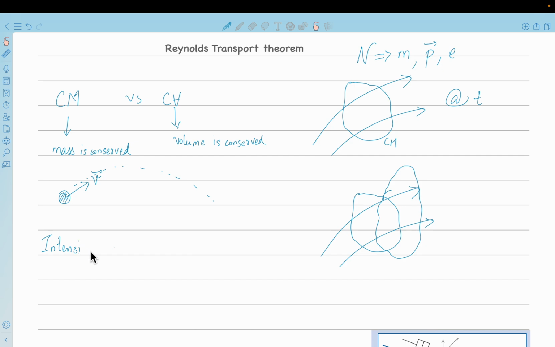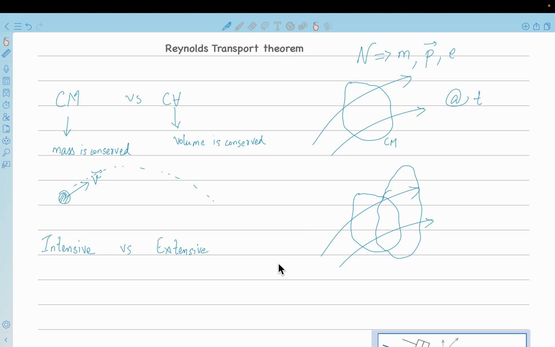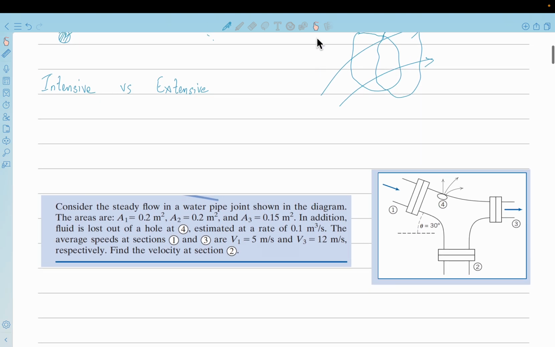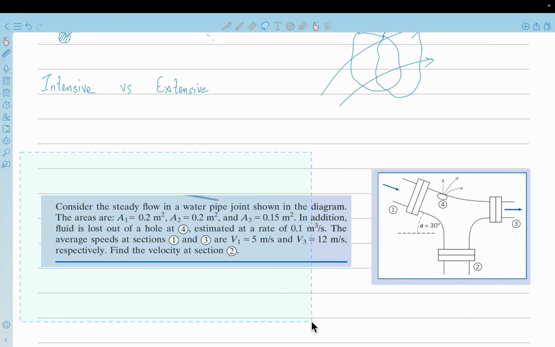and extensive quantities. So can you tell me what is the difference? Yes, anyone? Someone was trying to say something.